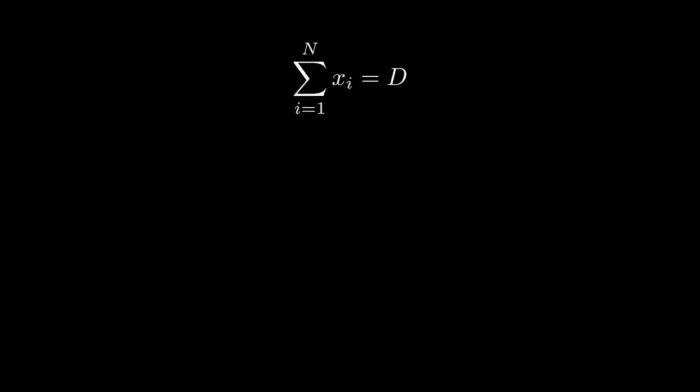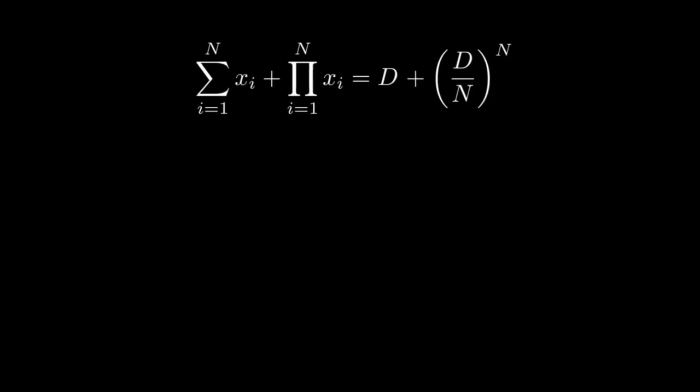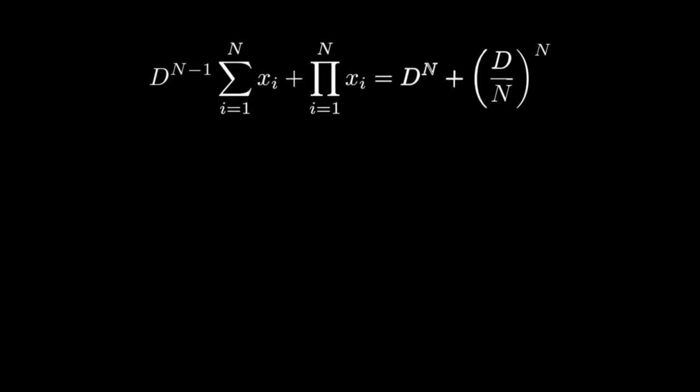Starting with the constant sum, we add all of the token balances, and the total is denoted as D. Next, we add the constant product to this equation. Multiply all of the token balances, and this must be equal to D over n raised to the nth power. Multiply by D to the n minus 1 on the constant sum part of the equation to match the D to the n on the constant product side of the equation.